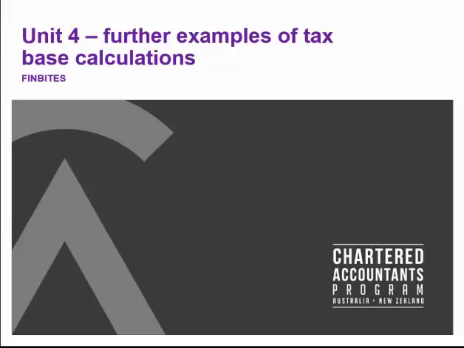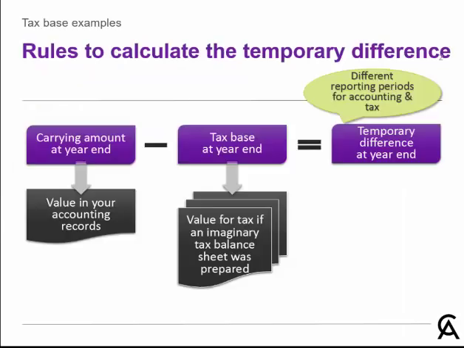In this video, I'm going to take you through some further examples of tax-based calculations. So remember the rules to calculate a temporary difference. We start with the carrying amount, subtract off the tax base at the year end, and we can think of that as what its value is likely to be if there was a tax balance sheet being prepared. The difference between what we have in our accounting records, the carrying amount, and its tax base is the temporary difference.